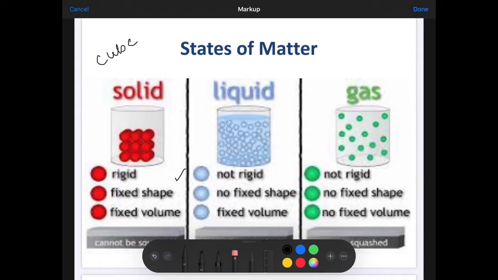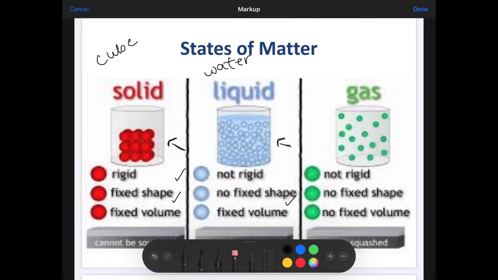It's not going to expand and it's not going to get any smaller because it has a fixed volume. Next, we're going to talk about liquid. The easiest liquid to think of is water. So liquid is not rigid, which means it takes the shape of its container. You can see the liquid here is in the shape of the cylinder, whereas the solid here is rigid and has a fixed shape, and it's not taking the shape of the container. It does, however, have a fixed volume, just like solid, which means it's not going to get any bigger and it's not going to get any smaller.